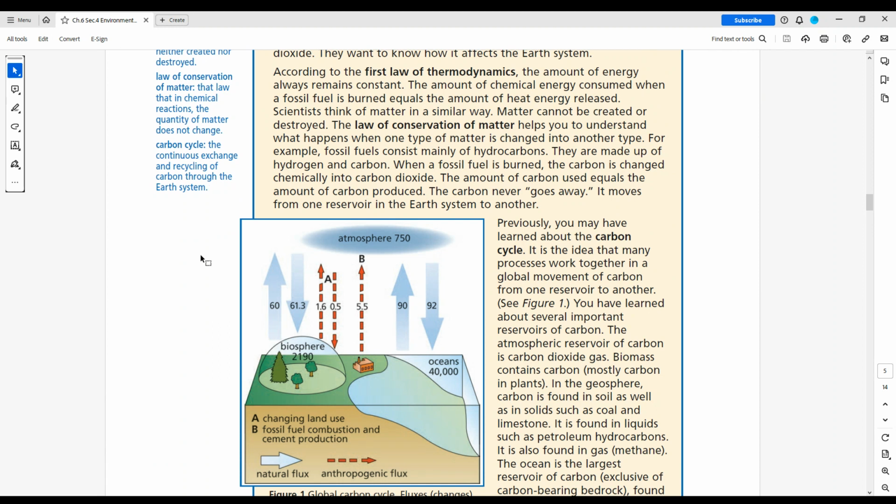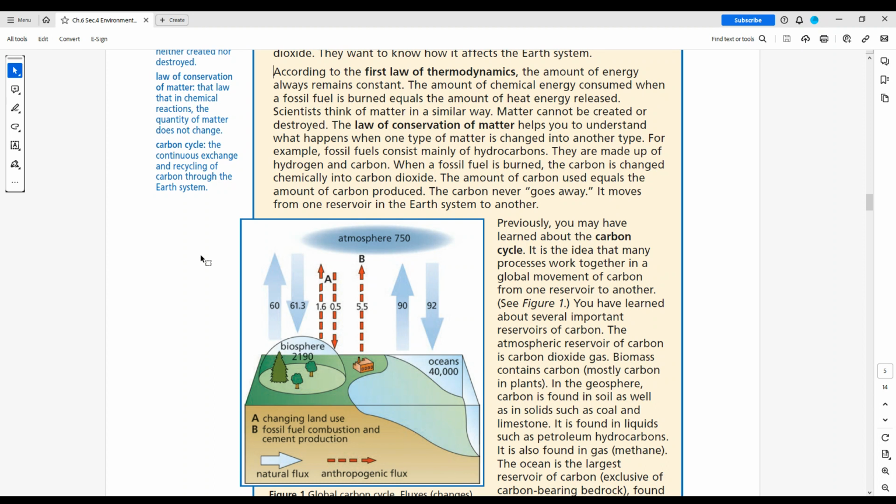According to the first law of thermodynamics, the amount of energy always remains constant. The amount of chemical energy consumed when a fossil fuel is burned equals the amount of heat energy released. Scientists think of matter in a similar way. Matter cannot be created or destroyed.